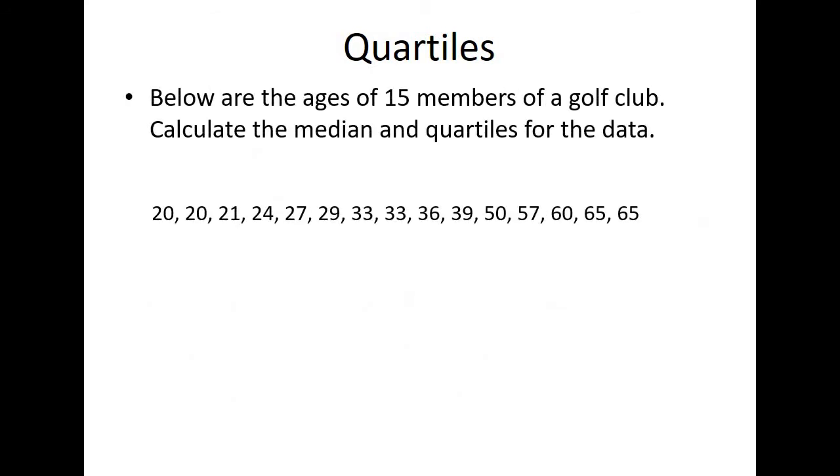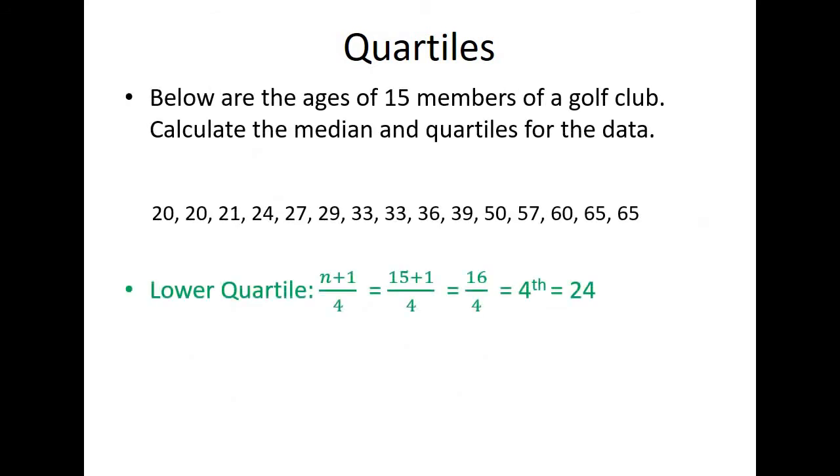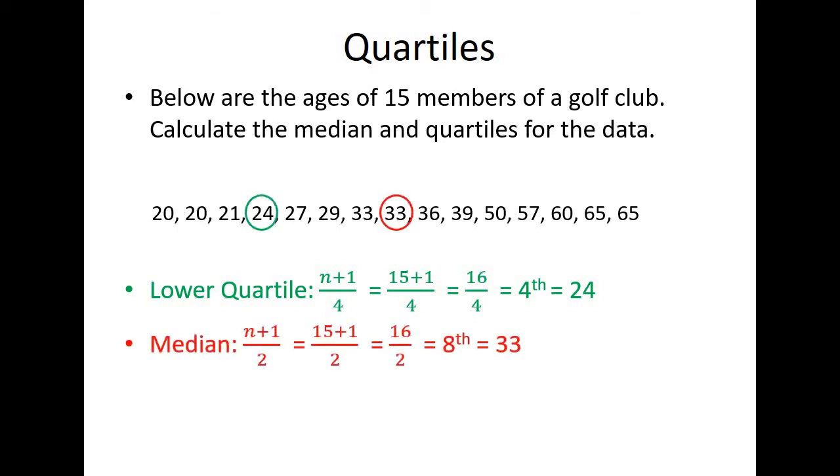So second demonstration very quickly here. 15 members of a golf club. So we're going to do 16. 15 plus 1 divided by 4 to find the lower quartile position, which is the 4th. Median will be n+1 divided by 2. So that's the 8th position. And the upper quartile, 3 times n+1 divided by 4, tells you it's the 12th position. So we have the upper quartile in the 12th position.